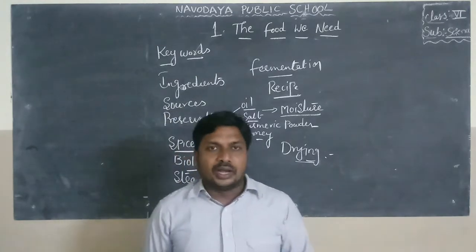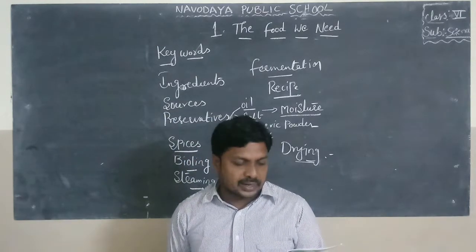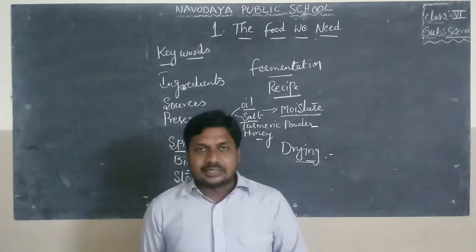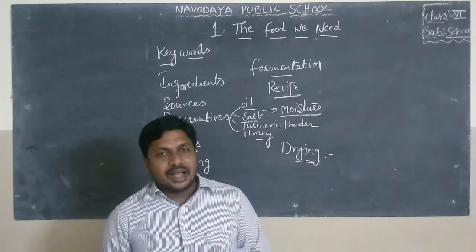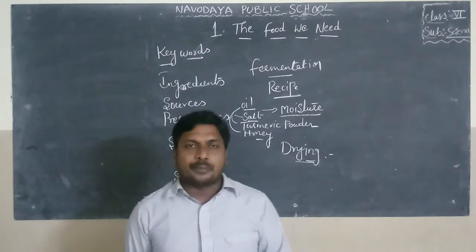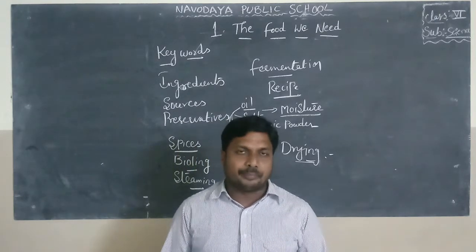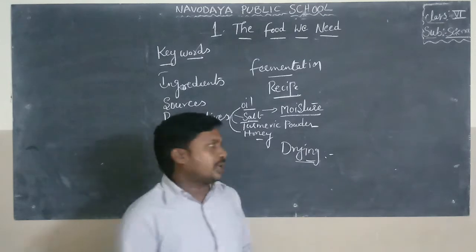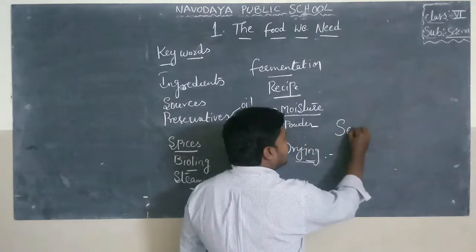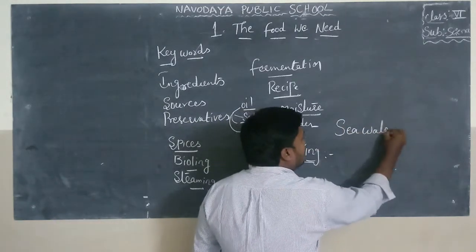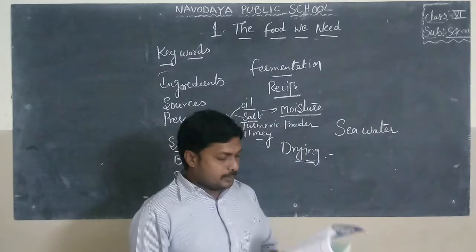Now, improve your learning. All of you open your page number 10 and fill in the blanks. I will tell the answers. You have to write with a sharpened pencil. Salt is the first blank. Salt is obtained from sea water. There you have to write.